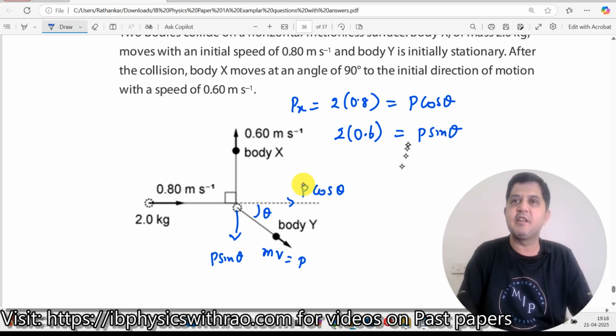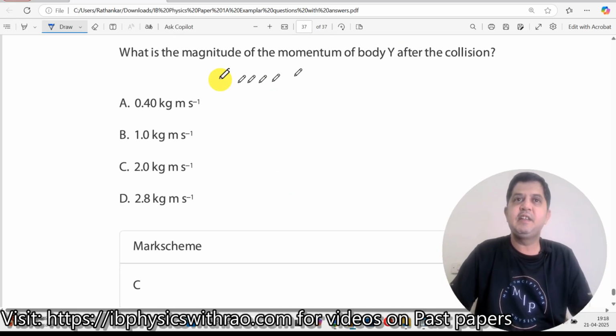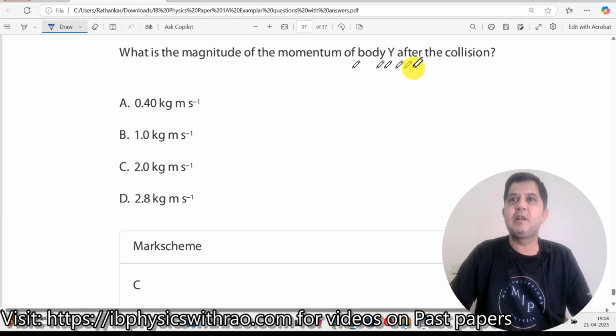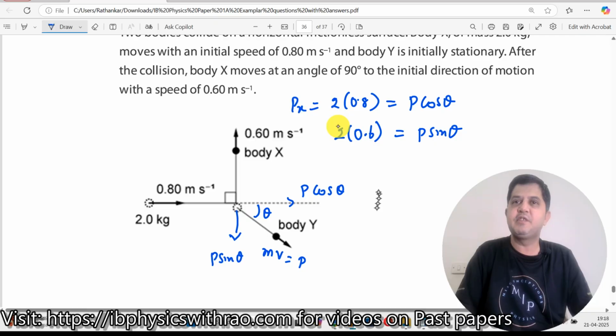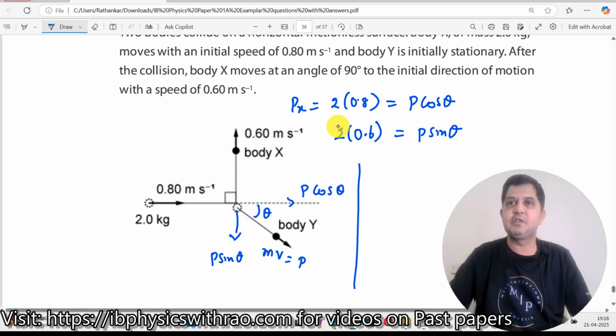Now what do I need here? I need the value of p, right? I don't need theta, because the question asks: what is the magnitude of the momentum of the body Y after the collision? I need only the value of p. So I should just square and add them. Square this one, and add them together. If I do it, I can easily eliminate sin theta and cos theta.